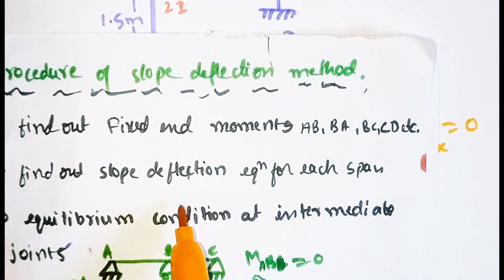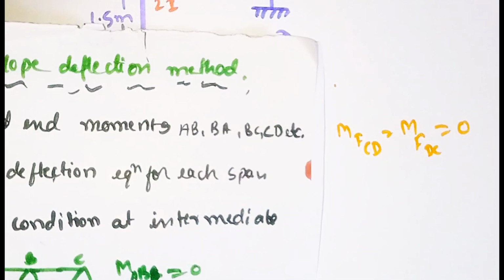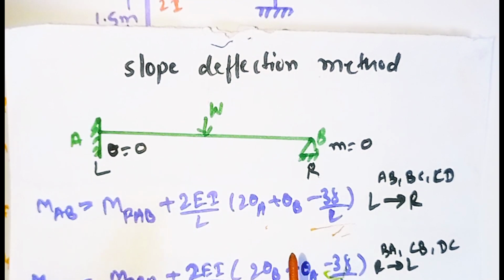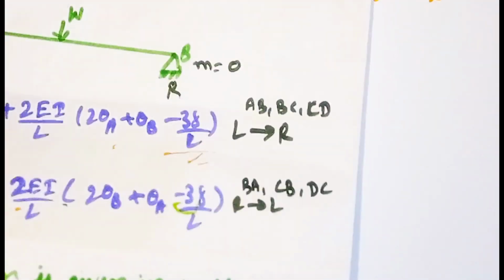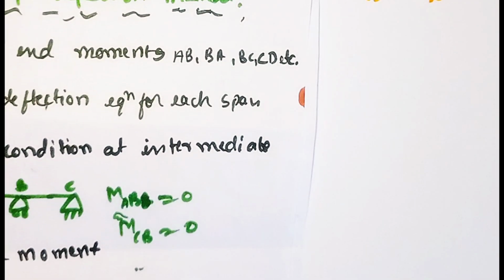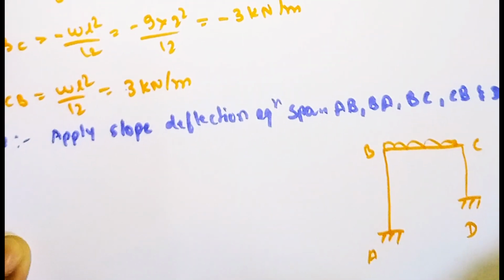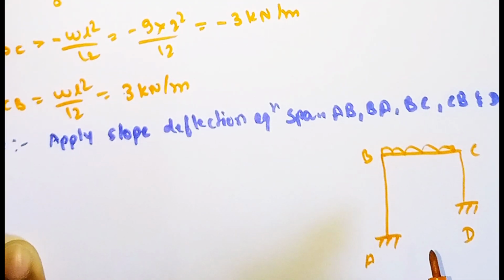Similarly, our second step is to find the slope deflection equation for each span. By using the slope deflection formulas, we need to calculate the slope deflection equation for each span. Here one more thing I want to tell you: I will redraw this diagram here. In the case of a sway frame, what happens?